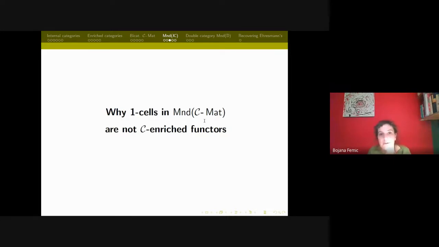But you can believe that this is all true, because the monad in K was defined for K being a 2-category, and C-Mat is a bicategory. So there is a slight adjustment: you should add associativity constraints and so on. But up to that, which is not a big deal, we follow the main ideas. So why are 1-cells in the 2-category of monads in C-Mat not C-enriched functors?